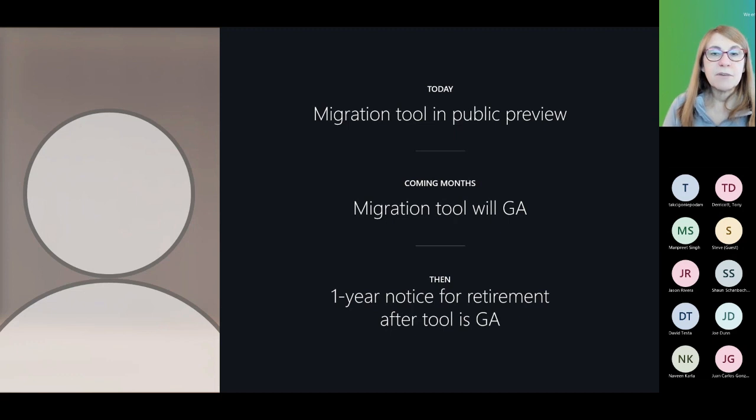One last thing on Stream, the migration from Classic to SharePoint. The migration tools are available now in public preview, so you should be able to start using it and building out your migration and changeover plan. The migration tool will switch from public preview to general availability in the next few months. As soon as that happens, Microsoft will send a 1-year notice to migrate before Classic Stream is retired.